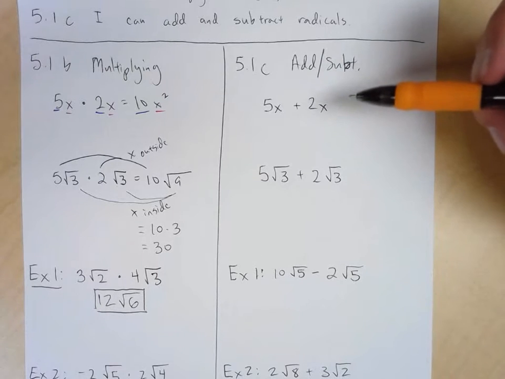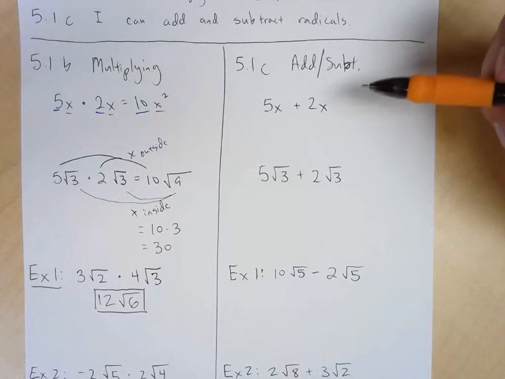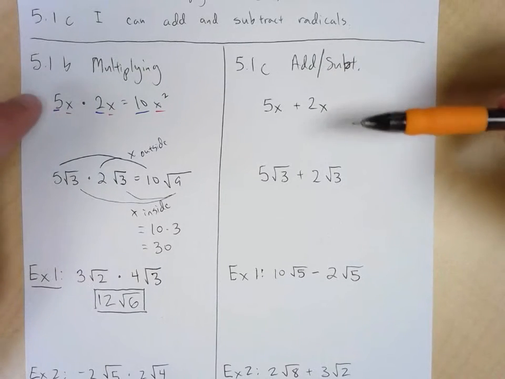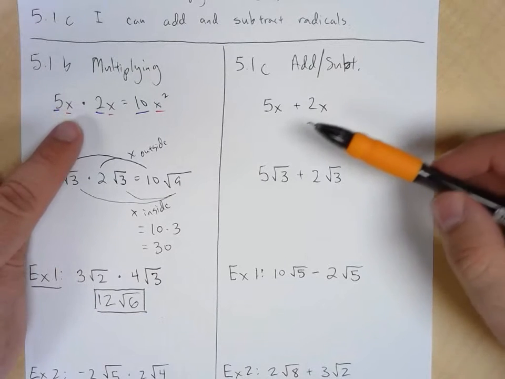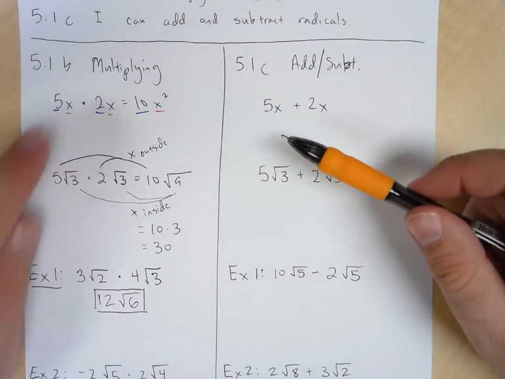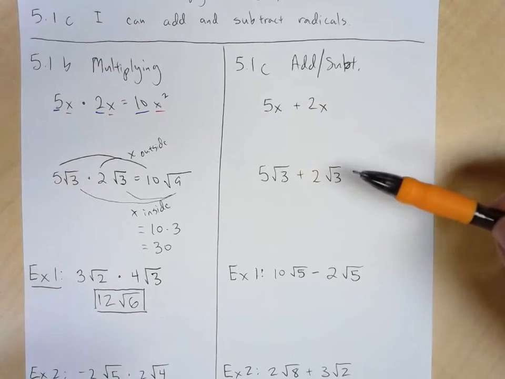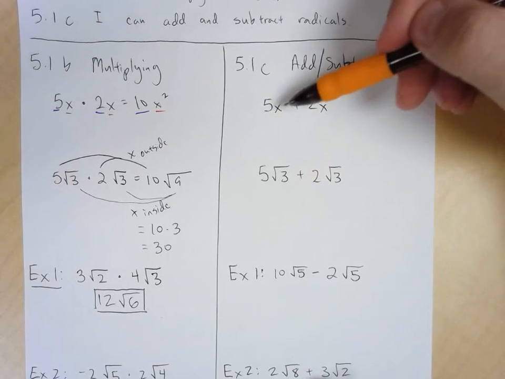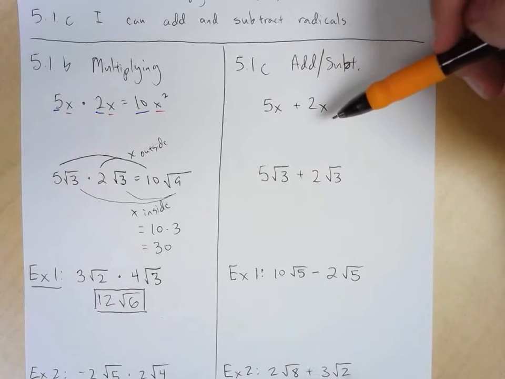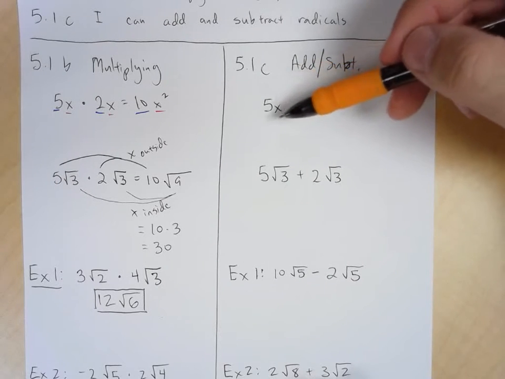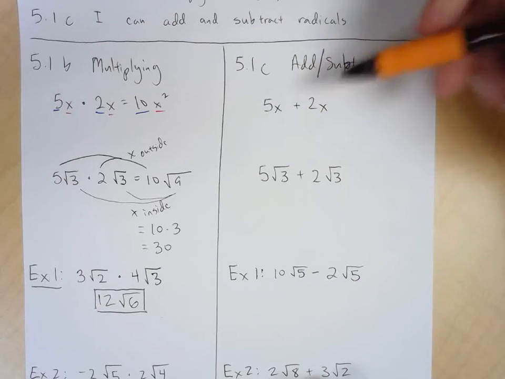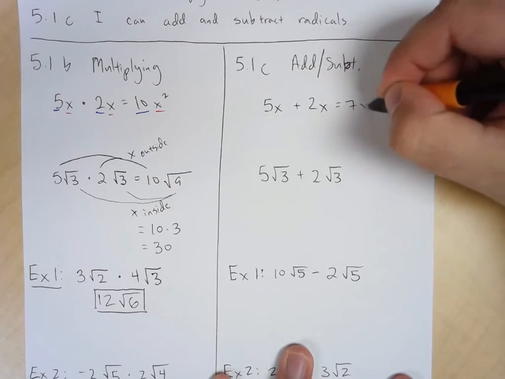So 5.1c, which is adding and subtracting radicals. So kind of the big difference is, remember how last time we could multiply whatever we wanted to? But for adding and subtracting, we have to have like terms. We have to do the same thing with our like terms here. Because both of these are just plain old x's, they're not x squared, they're not x to the third, they're just x's. We have to take our 5x and our 2x, we add the 5 and the 2, we're going to get 7 x's.